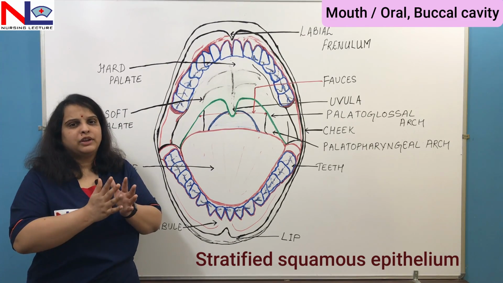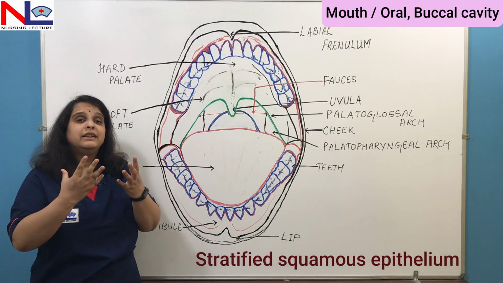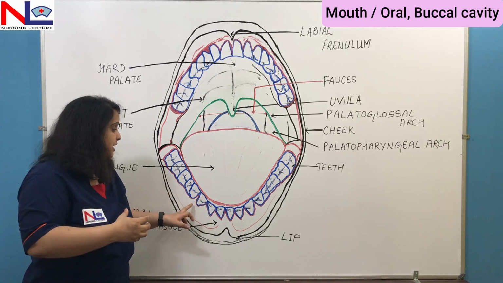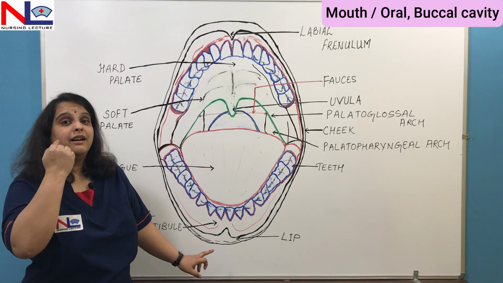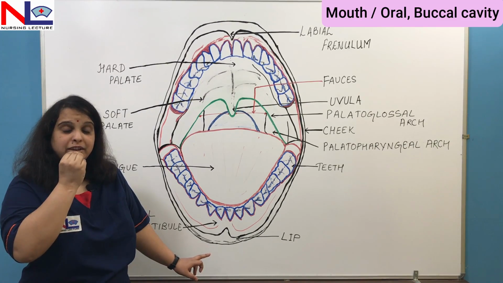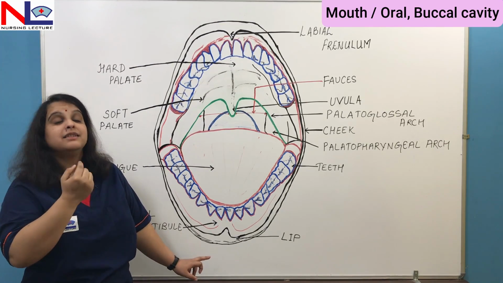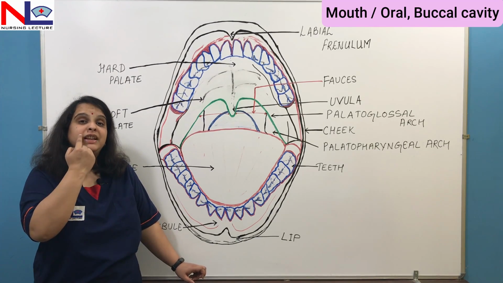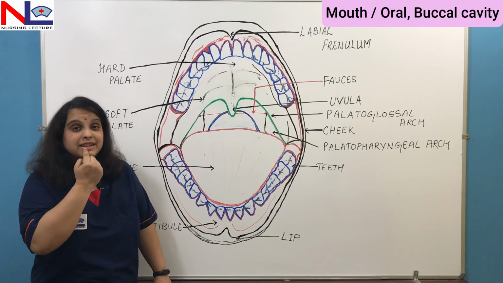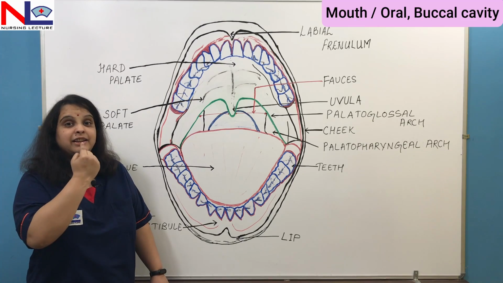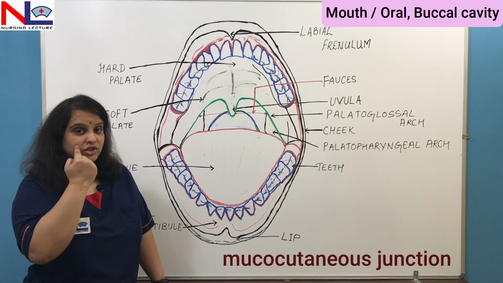It is protective in nature, because whenever we take any hard substance or food, it protects our inner lining. You can see your mucosa when you turn your lips down, and you can see the mucosal lining of the lip. There is an edge in between the mucosa and the skin, which is called the mucocutaneous junction.